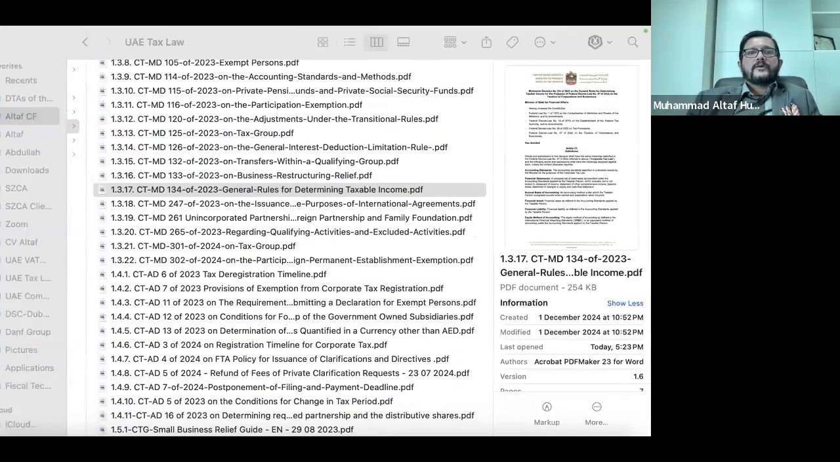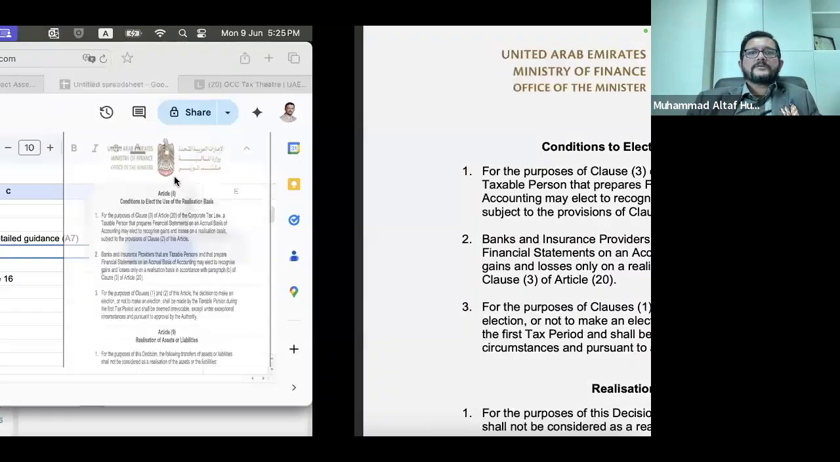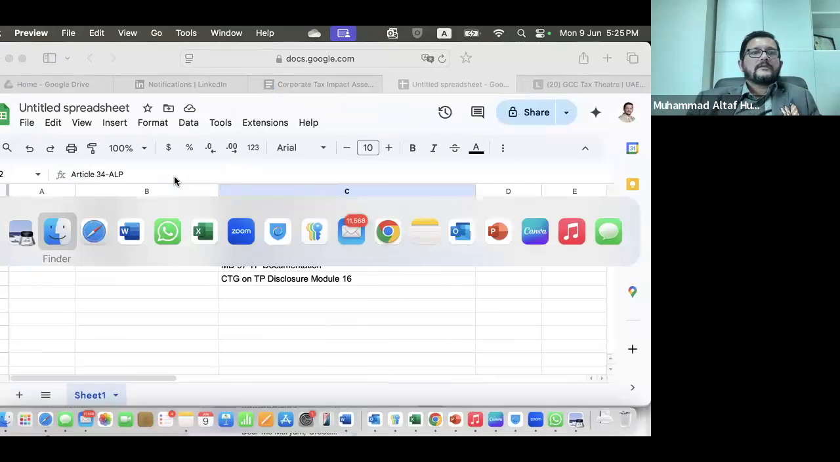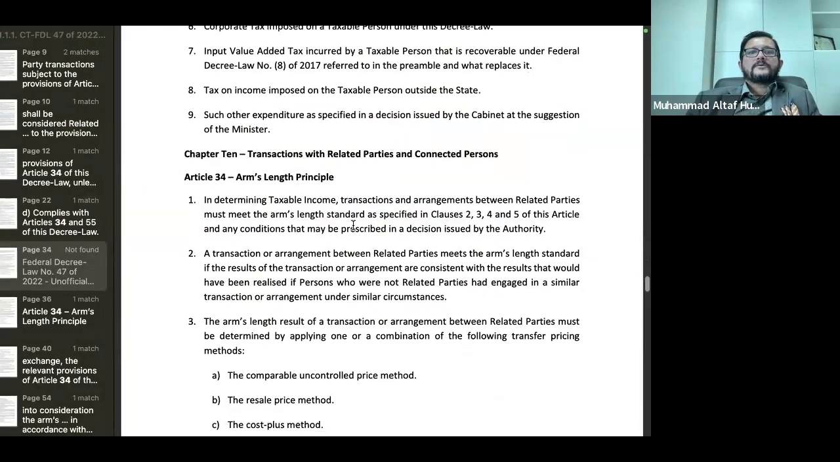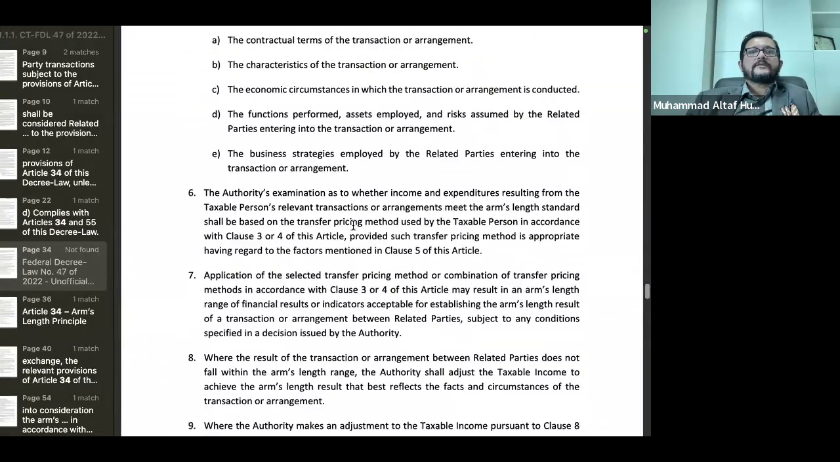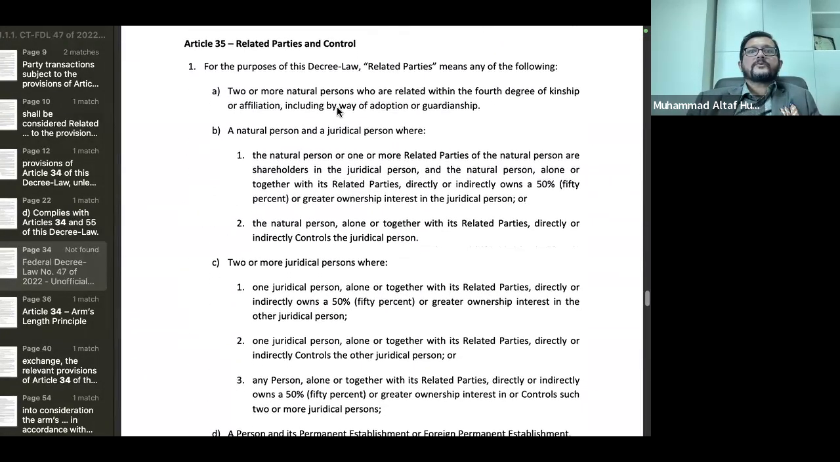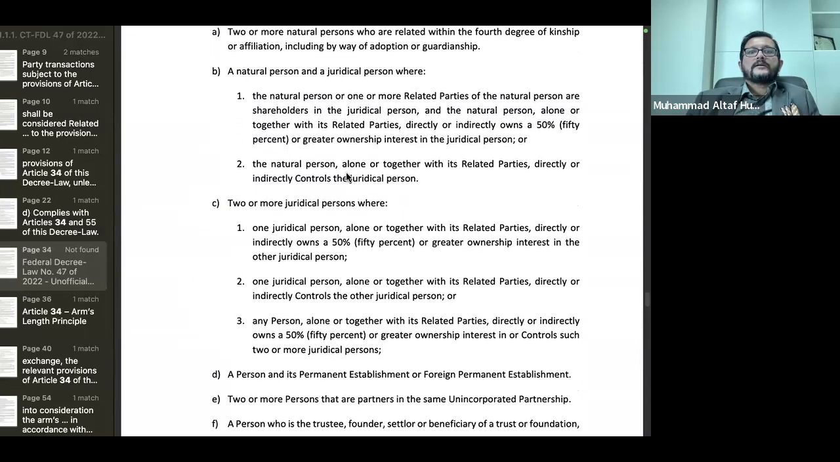Okay, what else is there? Anything left? I can close this. Yeah. So then after that, we have arm's length, which is transfer pricing. Three things, right? 34, 35, 36. 35 is related parties and control. Very, very important. You should know what is control, right?